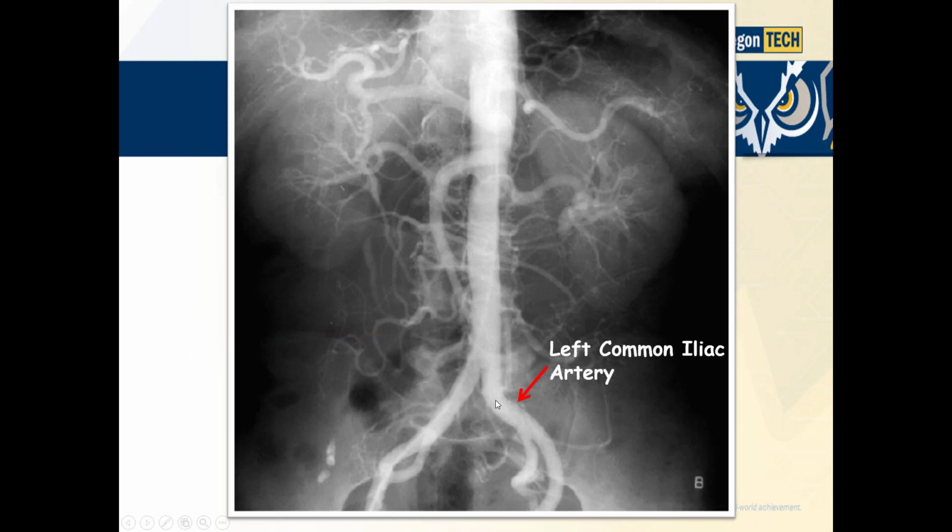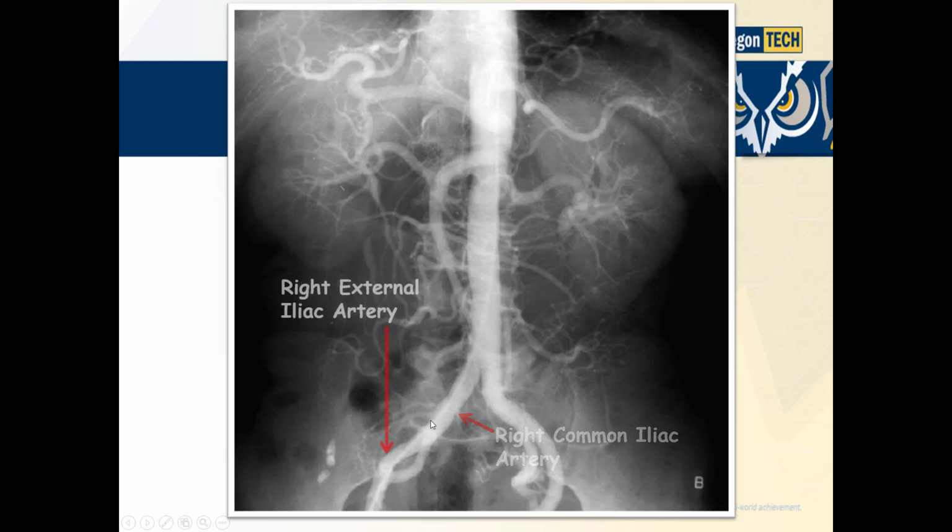And we have the left common iliac artery here. Right common iliac artery. Then we're going to show the right. Remember, the right and left common iliac arteries are going to bifurcate into the external iliac artery. Now you have to remember, we're looking into this in two dimensions, that common and external iliac arteries are actually not going straight down, they're actually moving anterior in the pelvis.